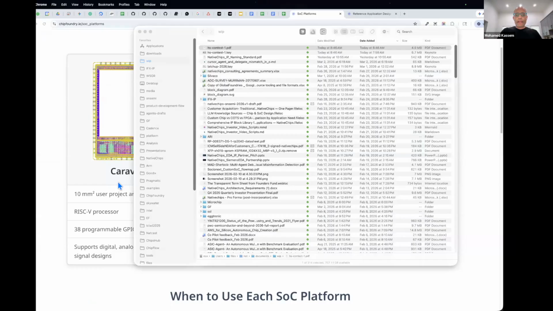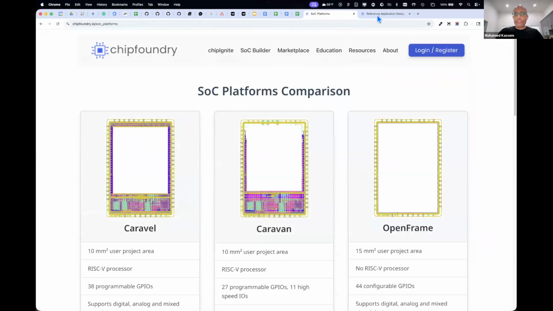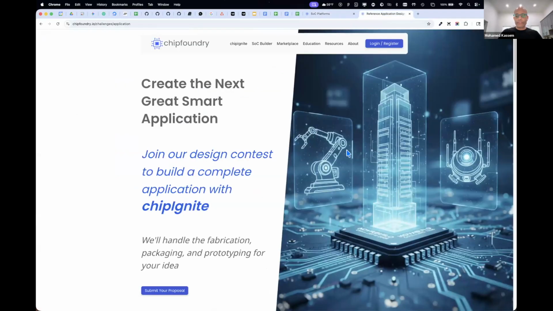So I'll go back to the page here, but specifically I'm going to speak about the challenge. Chip Foundry chose to say, okay, what are we contributing in this claim that we're making?